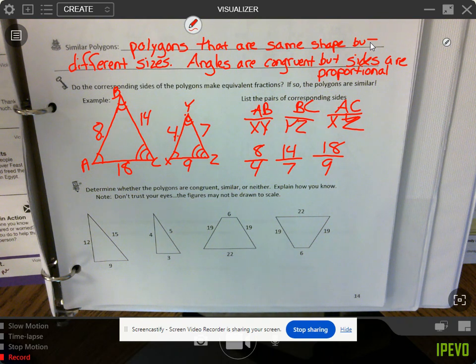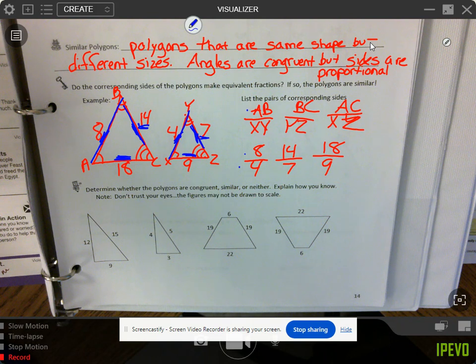Right, you see how I got those numbers? AB over XY. Oh, yeah, I see. So 8 over 4. Then I have BC over YZ, which is 14 over 7. And I have AC over XZ, which is 18 over 9. So I matched up my sides and I made my proportions.